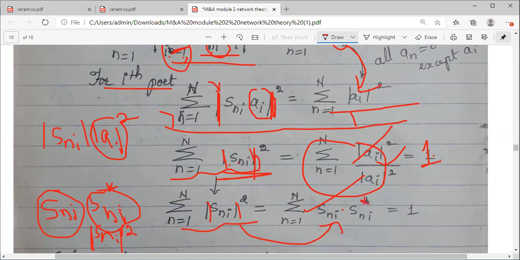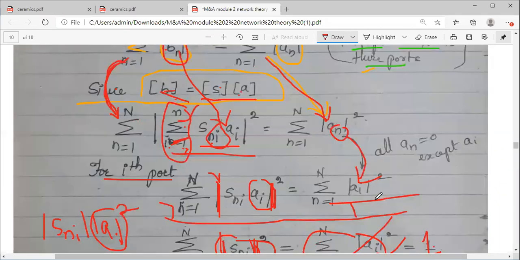Because simply if I take S_ni into S_ni, it will become S_ni square. But here I am taking the mod amplitude. Why? Because I am not bothered about the sign, meaning the change in the sign. So a phase change occurs, because of which the mod indicates this, and that too it is a square. So it is the original quantity with its complex conjugate, equal to 1. This is your required proof.